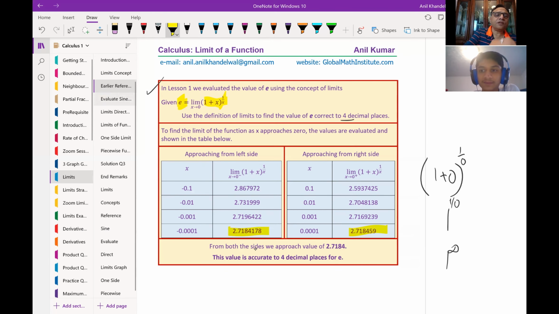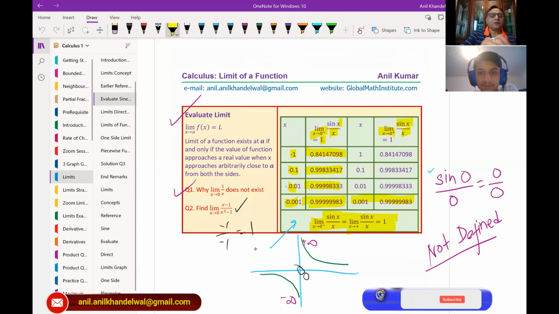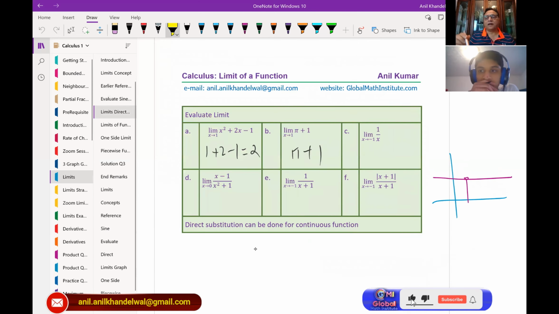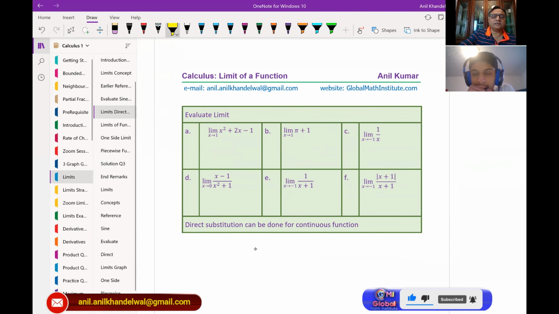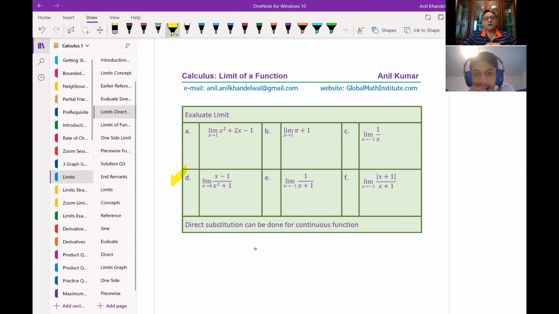Yes, sir. Now, we'll get back to the point where we had to find limits of a few functions. Since we have some time on our hands, let's find the limit of the function which is given to us in D. Limit when x approaches 0 for x minus 1 over x squared plus 1. What is the answer? Tell me. Minus 1, right, sir? Yes, you just plug in 0 and you get minus 1.